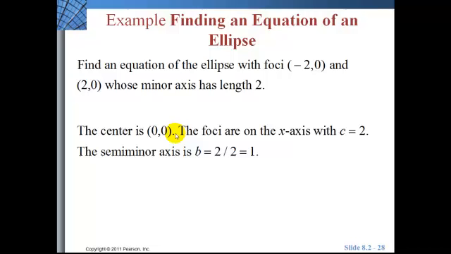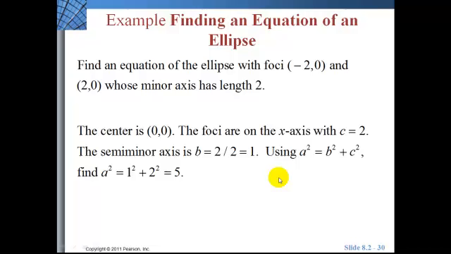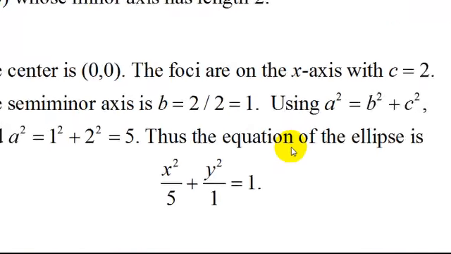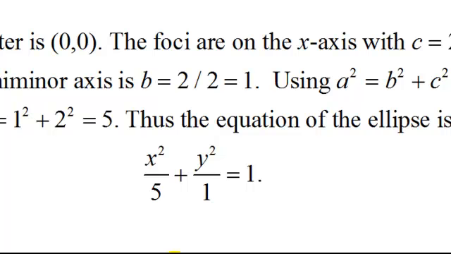The semi-minor axis is b. The minor axis is 2. Half of that is 1. So b is equal to 1. So now we have b and we have c. Remember, a squared is equal to b squared plus c squared. A squared equals 1 squared plus 2 squared, which is 1 plus 4, or 5. So the equation of the ellipse is x squared over 5, plus y squared over b squared, which is 1 squared, is 1, equal to 1.